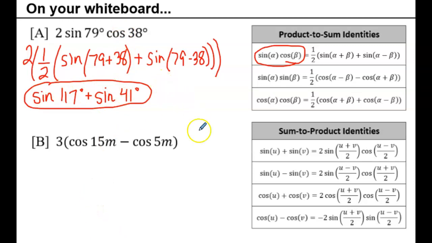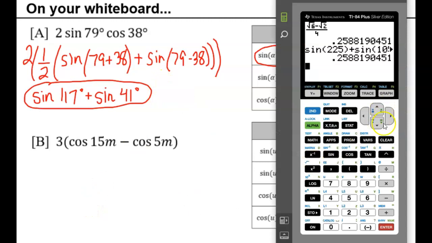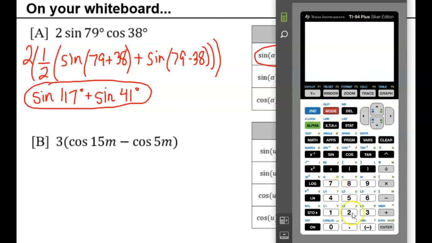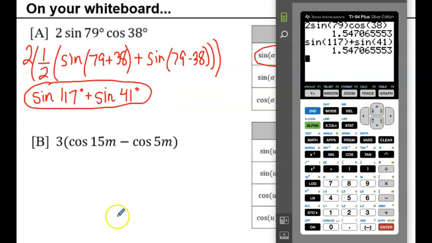Okay, if we wanted to check that answer in the calculator, we would want to be in degree mode, and then we'll compare 2 sine of 79 degrees times the cosine of 38 degrees with the sine of 117 degrees plus the sine of 41 degrees. And notice our decimals are equivalent, so that answer checks.